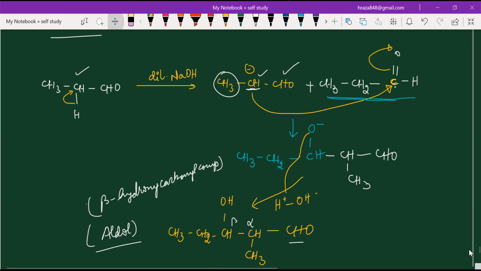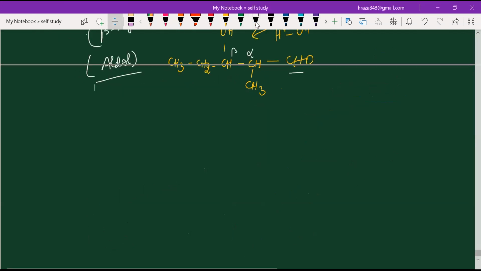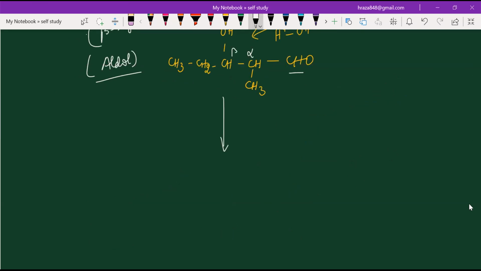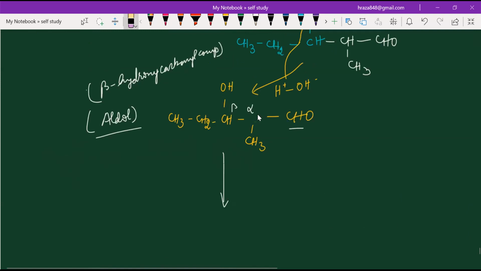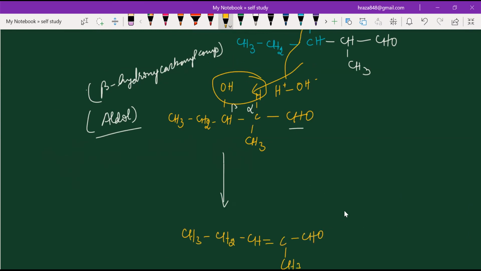Yes, sir. So now what you need to do, it's very simple. In order to do aldol condensation, so you know that this is your beta position and this is your alpha position. So I'm going to just show this is CH and remove this H2O. There will be double bond between these two. CH3, CH2, CH double bond, C CH3, and there will be CHO. So this is known as aldol condensation. Please do write.